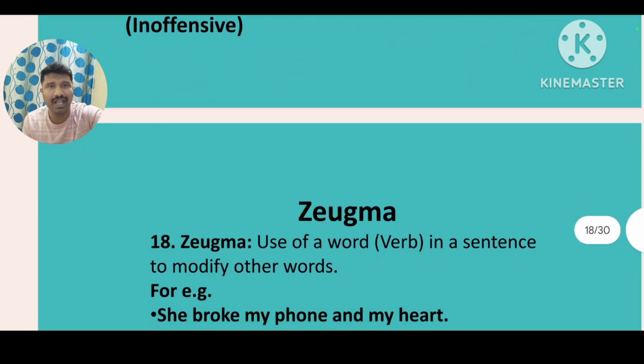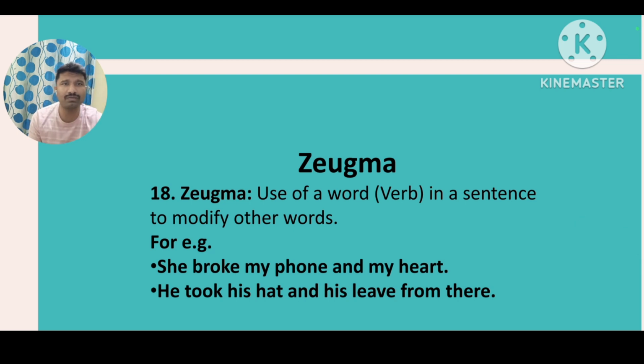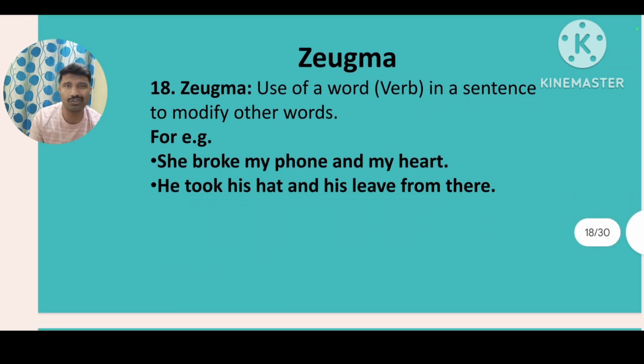So next we have the zeugma. Okay. So zeugma is the use of a verb in a sentence to modify other words. Example: she broke my phone and my heart. It means phone and heart connecting. He took his hat and his leave from there. The example for the zeugma.